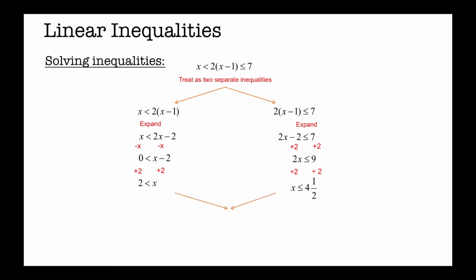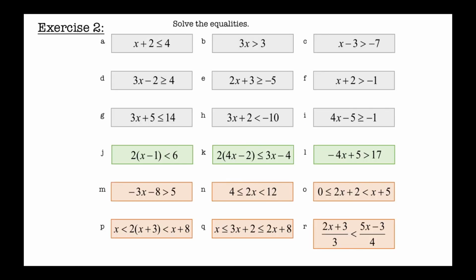Then what we need to do is bring them back together. So we now have the x in the right place for each of these, one at the end and one at the beginning. So 2 is less than x, which is less than or equal to 4.5. Okay, they are tricky, so if you need to re-watch that, please do.